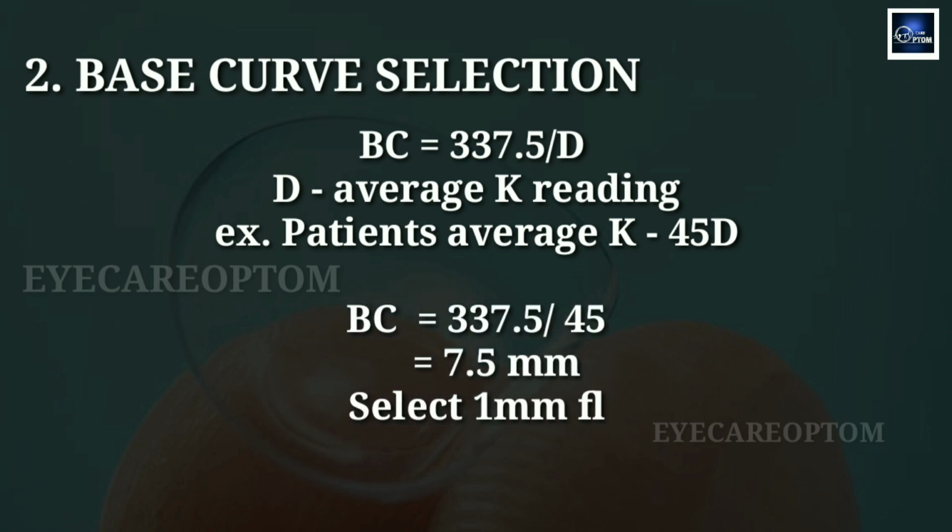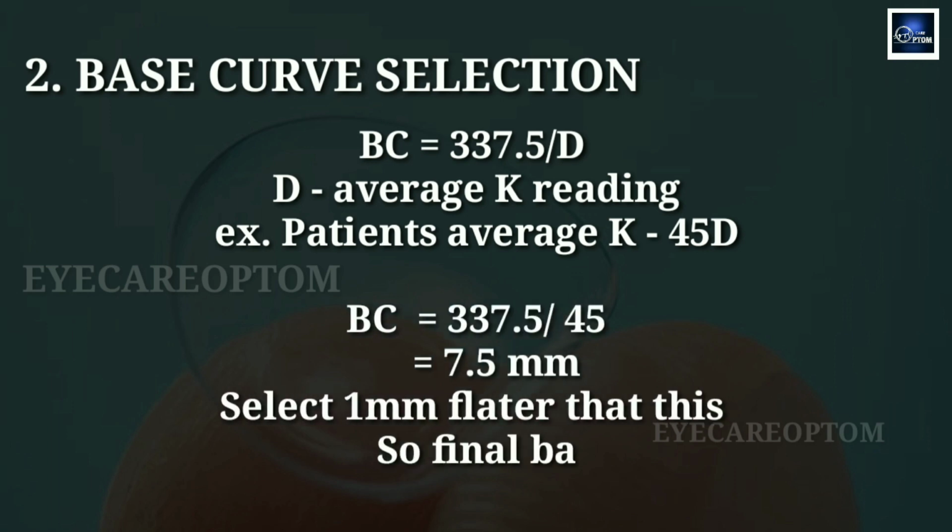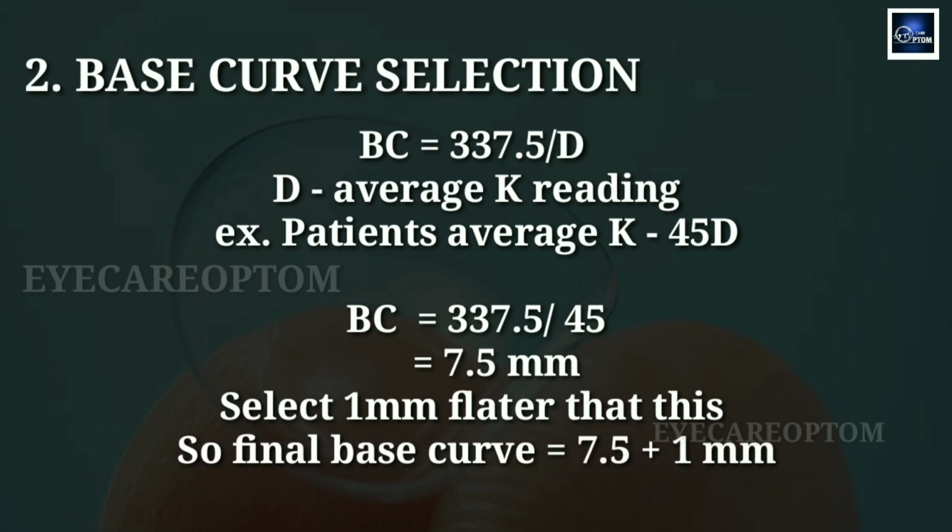If the patient has an average K of 45 diopter, base curve equals 337.5 divided by 45. We'll get 7.5 mm. Here we need to select 1 mm flatter than this. So the final base curve of this trial lens will be 7.5 plus 1 mm.